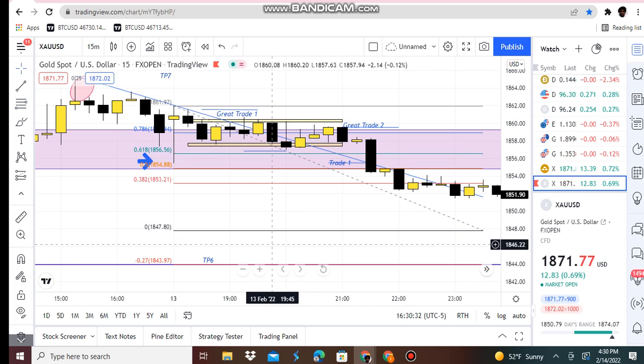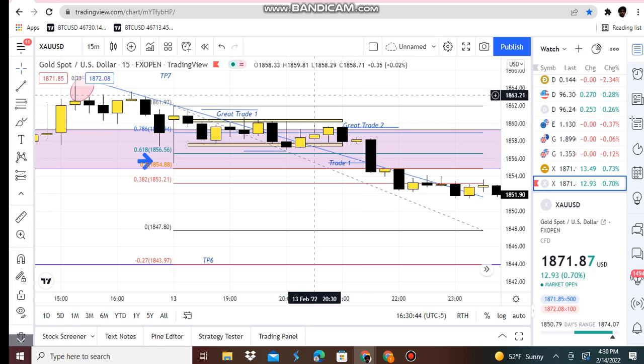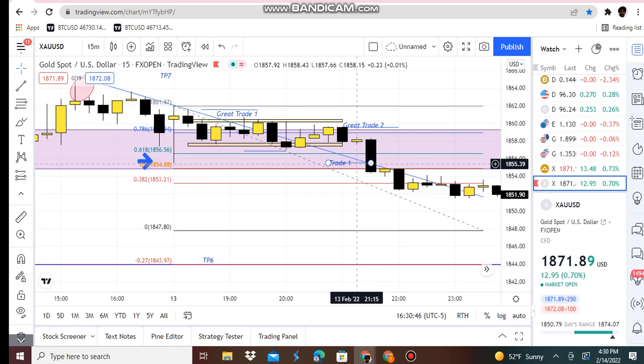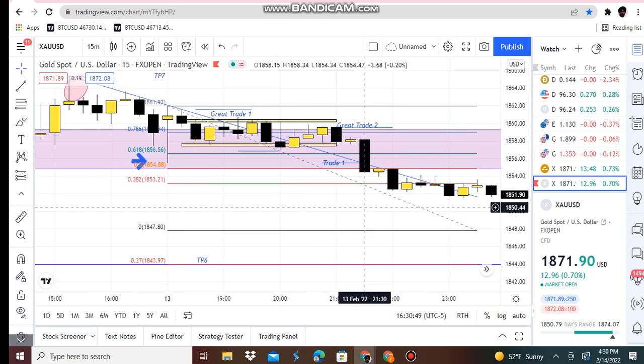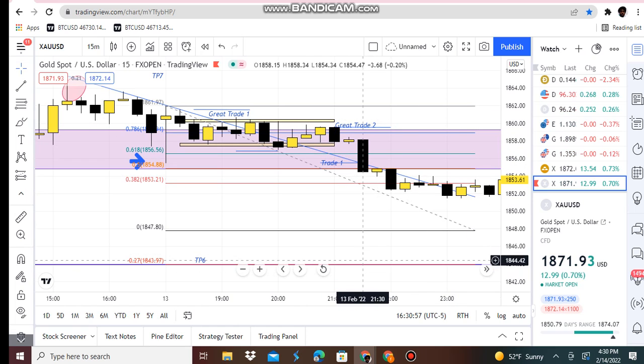Boom, price was consolidating at 0.786, 0.618, and 0.5. It was consolidating at these 4 Fibonacci levels, and went all the way down to 0.382. And it stopped at 0.382. As you can see, long black candlesticks. We thought price was going to go to take profit 6. That's why we drew our Fibonacci.